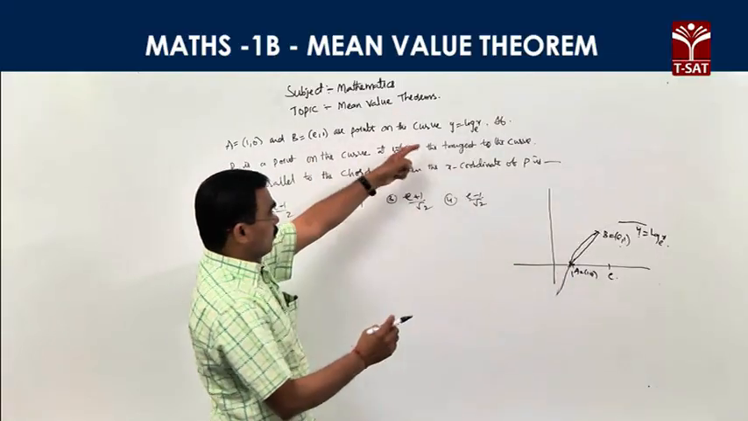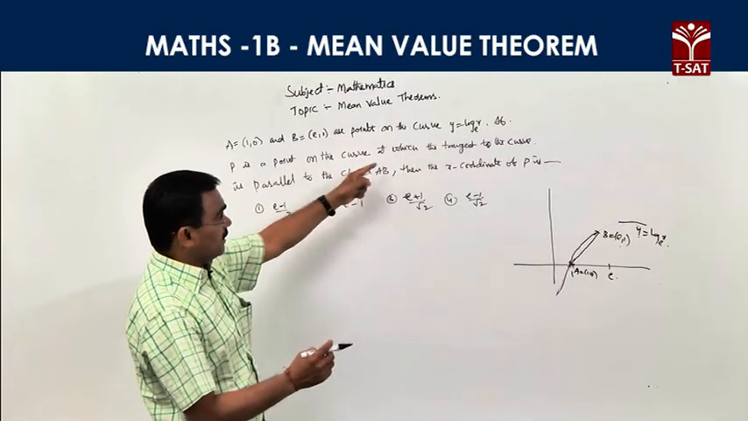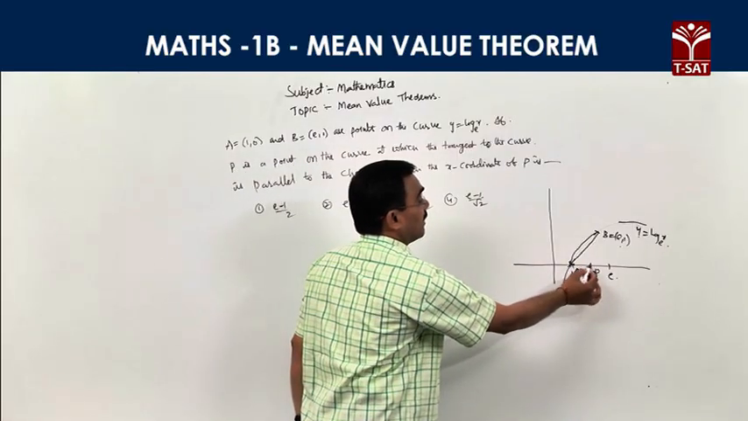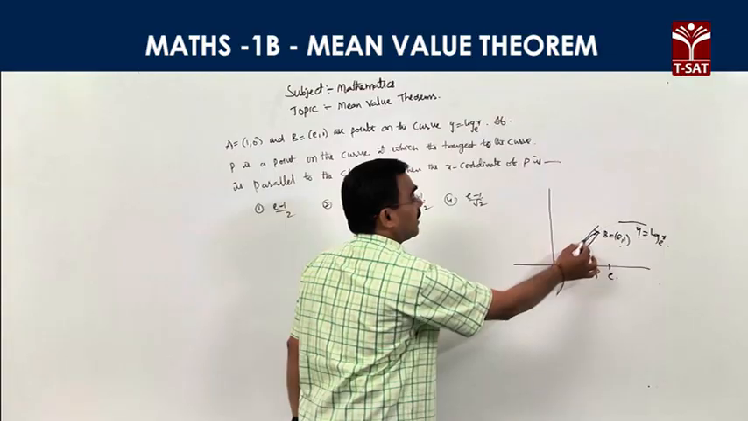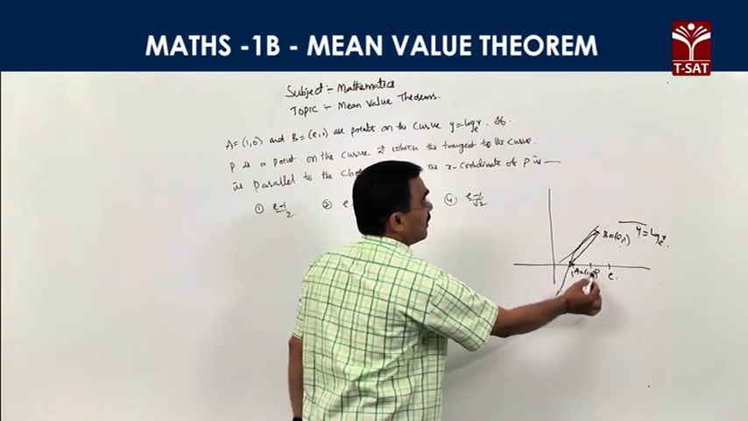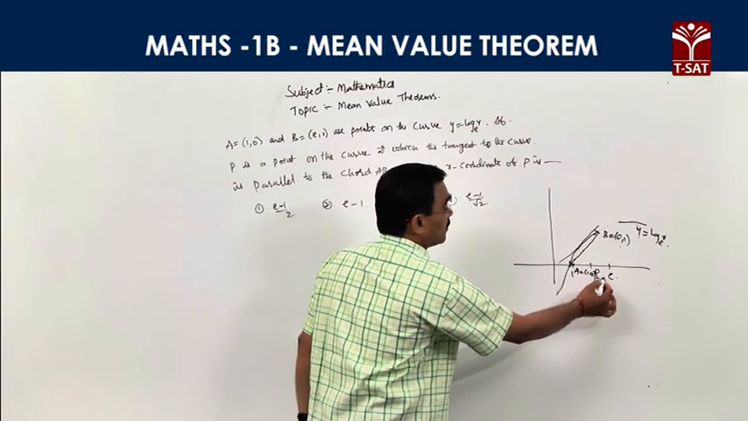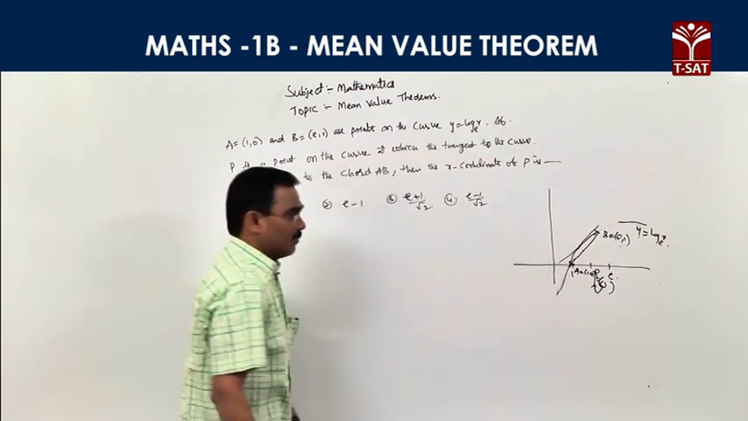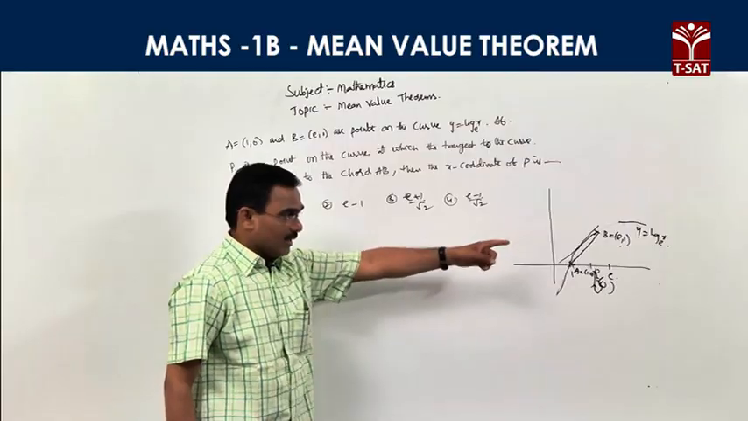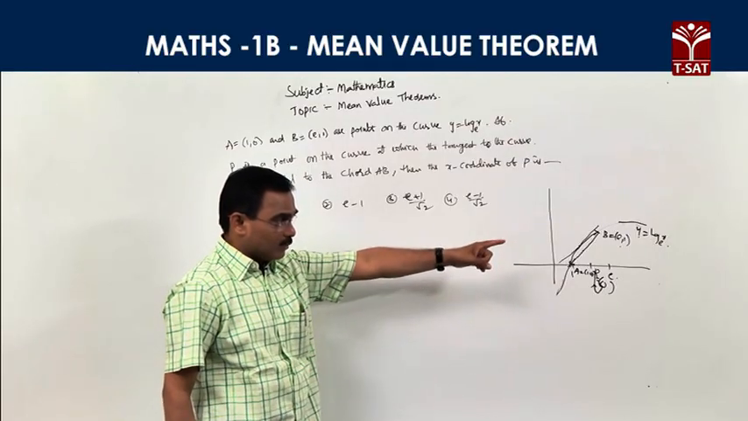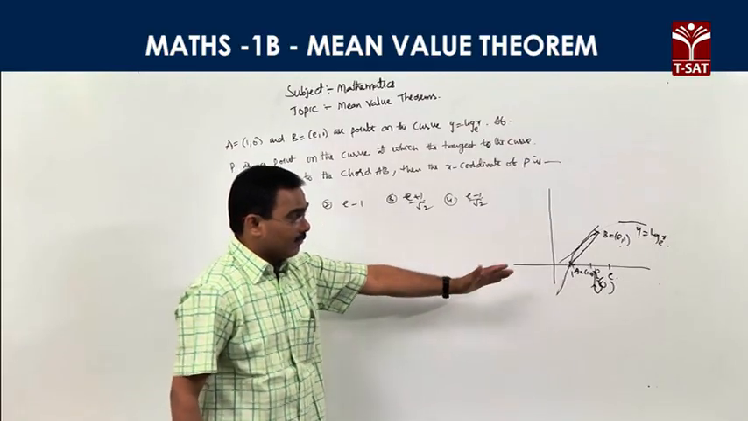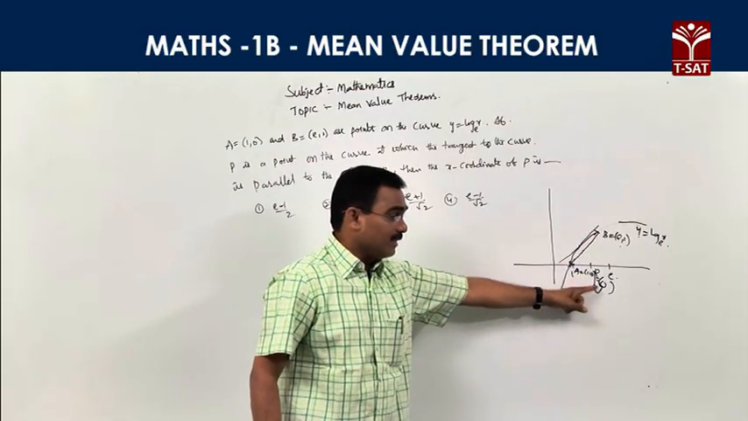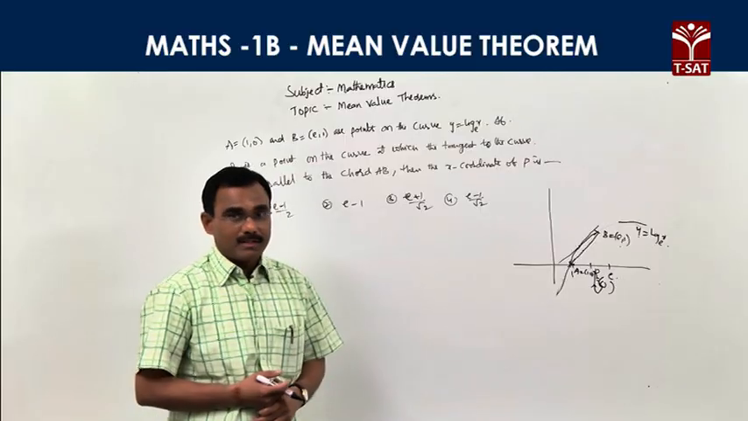A and B are two points on the curve, and P is the point on the curve at which the tangent is parallel to the chord AB. This is the problem. The curve y = log x is given, A and B are two points on the curve, the tangent at P is parallel to the chord AB, and we are asked for the x coordinate of P.